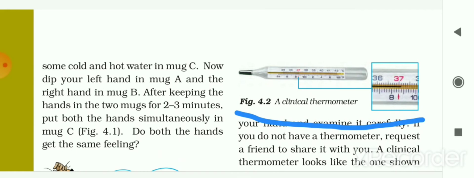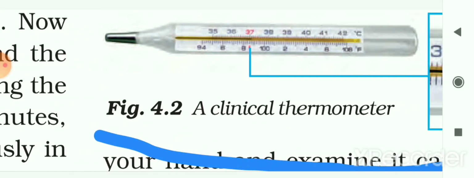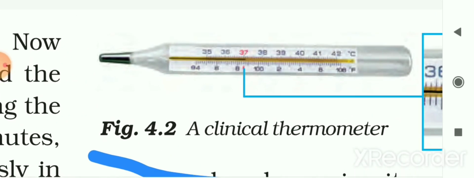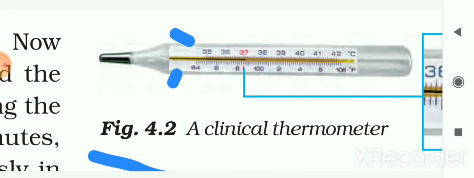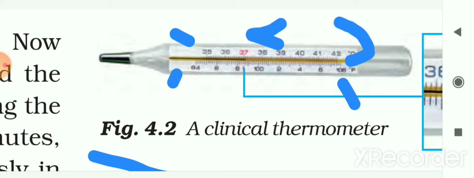If you look at this thermometer, there are two scales. On the upper side, it is written 35, 36 up to 42. And on the lower side, it is written 94, then 96, 98 up to 108 degrees Fahrenheit. So we have to consider this upper scale, that is degree Celsius. Here it is also written that. So we have to consider this Celsius scale. The lower scale is the Fahrenheit scale, and it was considered earlier.